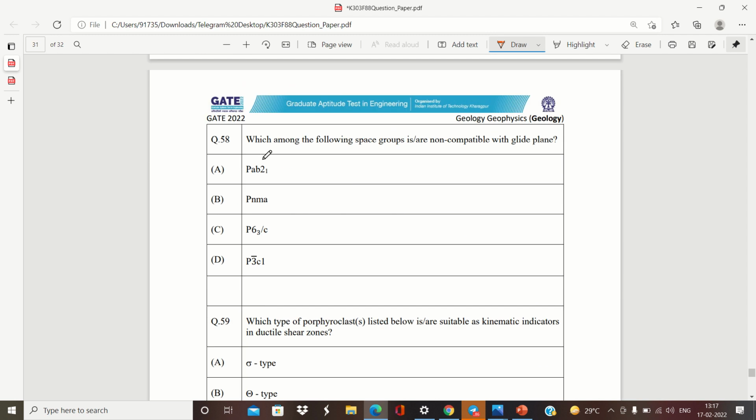Then which among the following space groups is or are non-compatible with glide plane? So this question is also multiple select type question. And here the most probable answers are this and P63/c. So for this you have to learn about the space groups. Although this is a little bit difficult thing to remember, but still they have asked, so you have to learn.